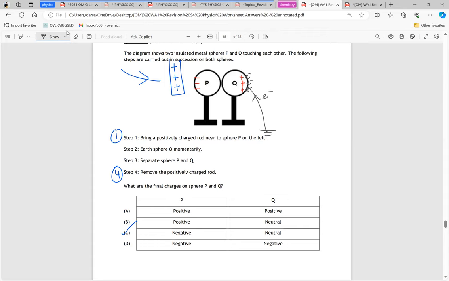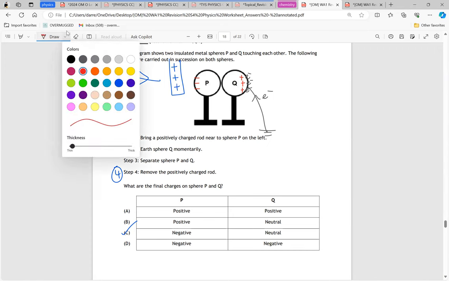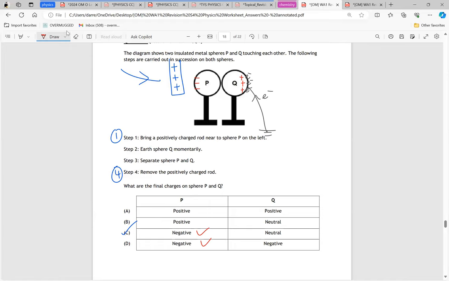So at the end of the day, when you finally separate the spheres, followed by removing the rod, you are leaving behind what we call a net negative charge on P. So net negative, meaning now you have excess negative charges, while Q upon neutralization is neutral. Because all the electrons that you brought in got rid of the plus. So it's just normal, so it's neutral. For most objects that gets earthed, they'll end up being neutral. Then the plus, that side is the minus.